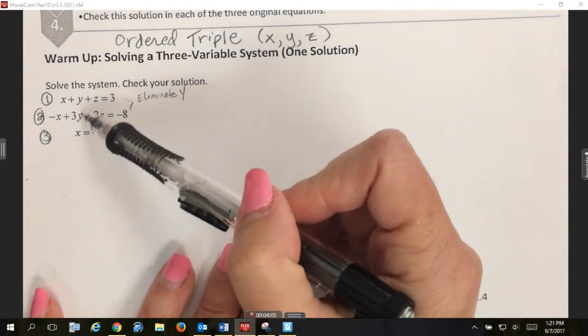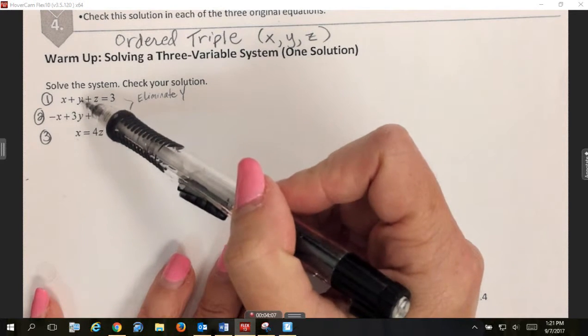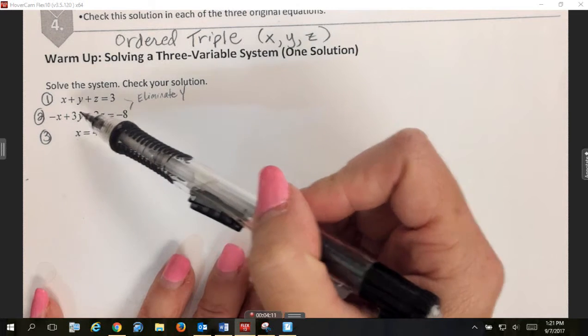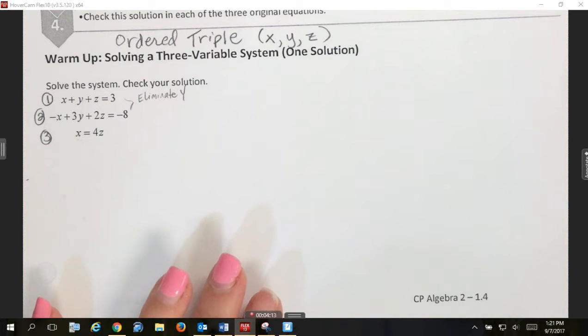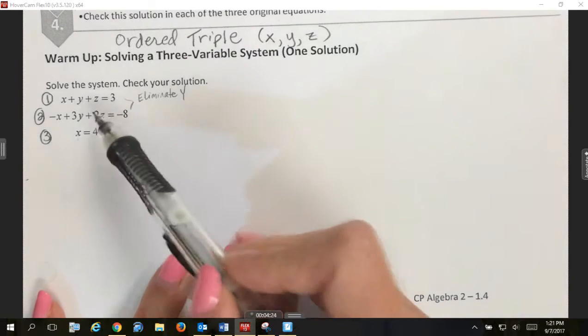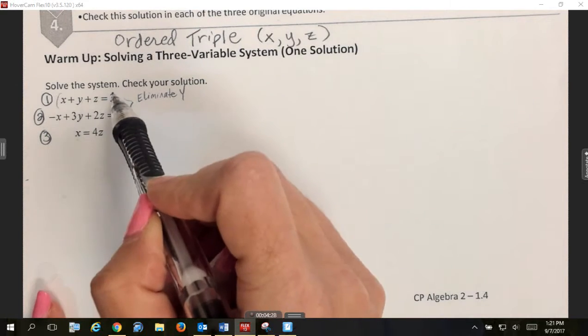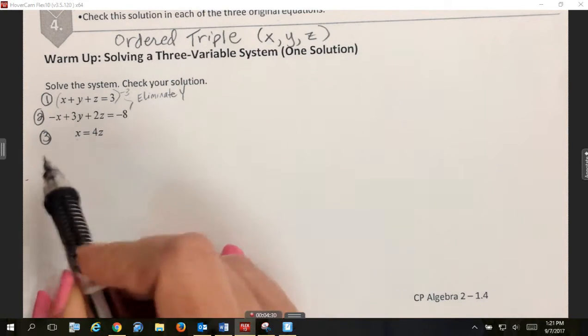So I look here, and I need to get rid of the Y. If I add these up the way they are, will the Y cancel out? No, I need to multiply one of the equations. Which one? Equation 1, by what number? By -3, because this one's a +3, so this one needs to be a -3 to cancel out. So I'm going to multiply the top equation by -3.